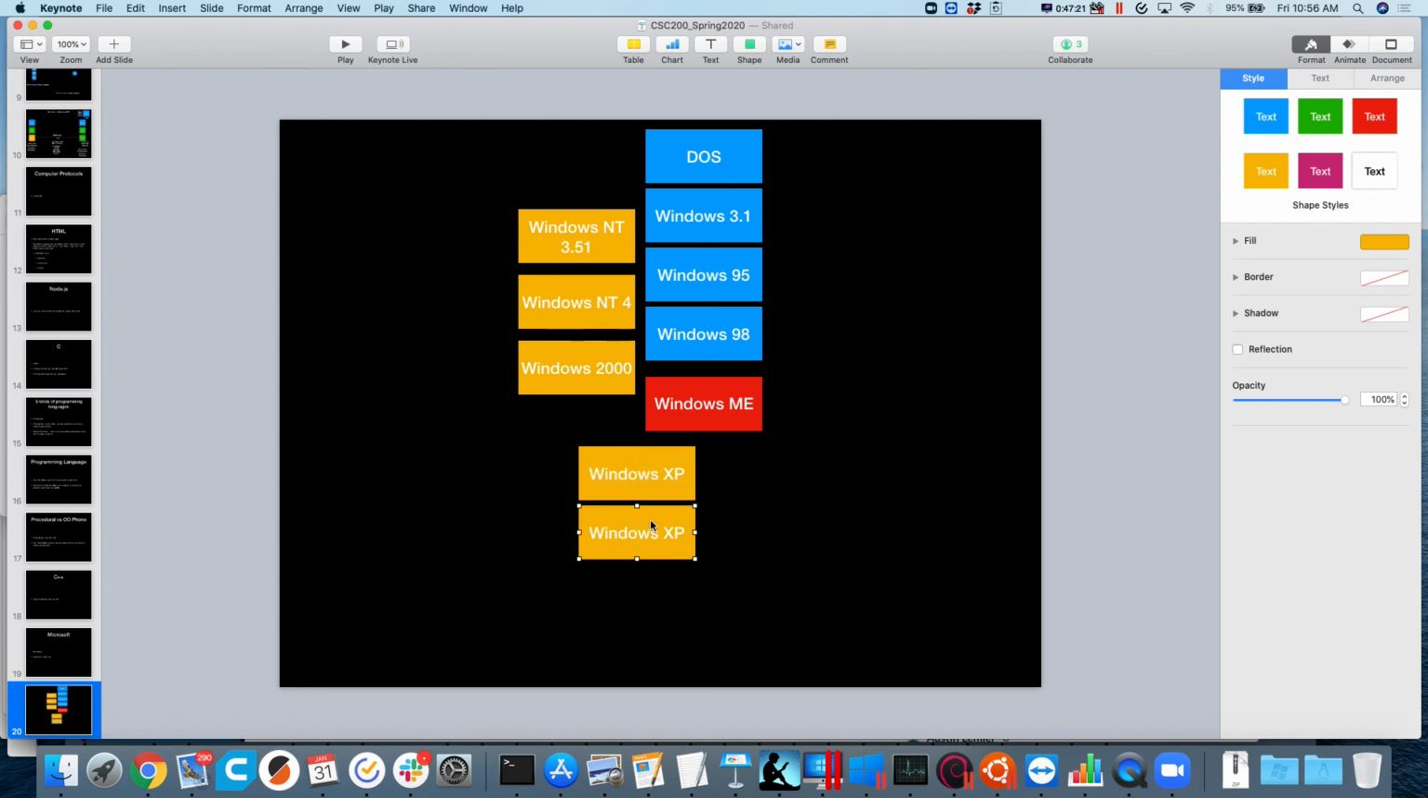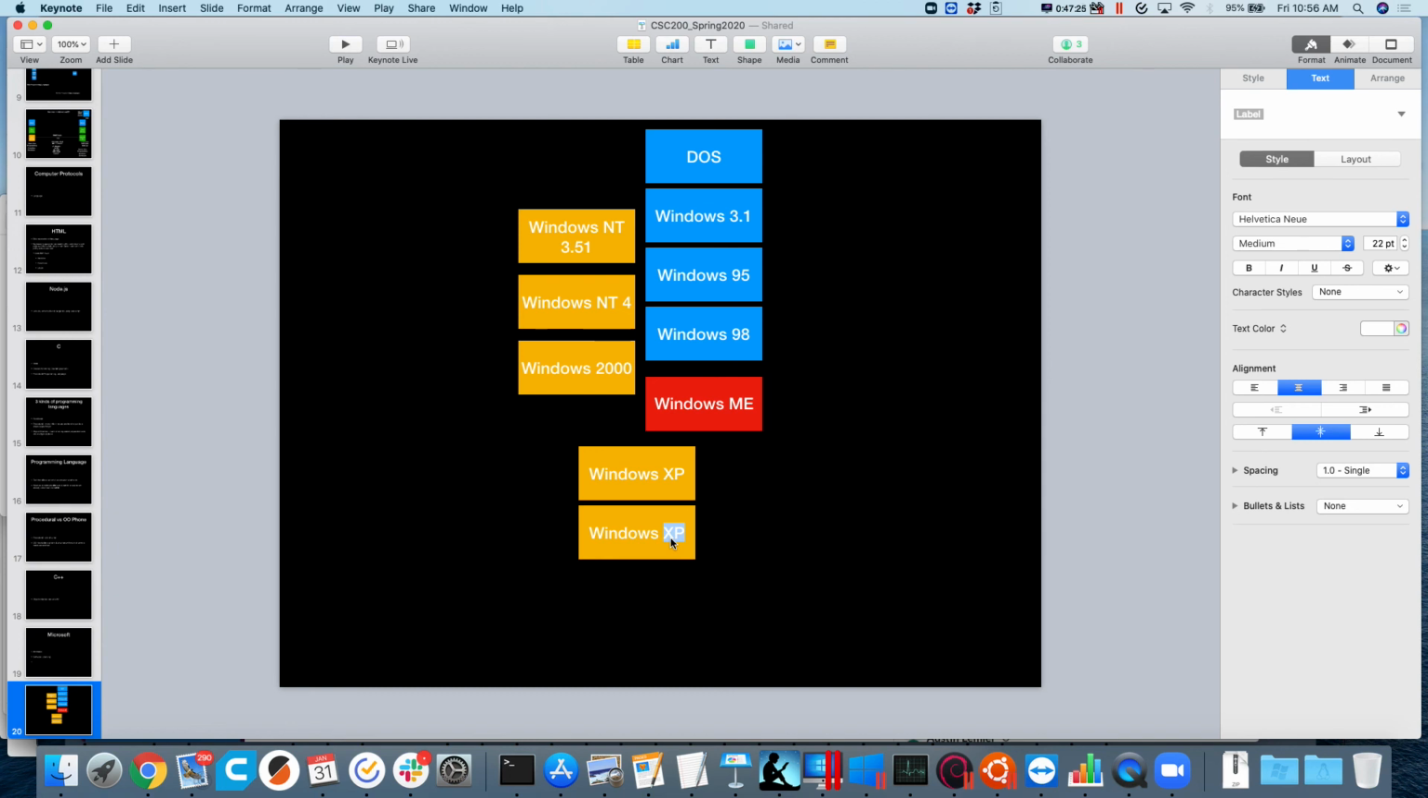And Vista was an important start. Vista was not a bad operating system. It was an inconvenient operating system. It gave you too much headache.